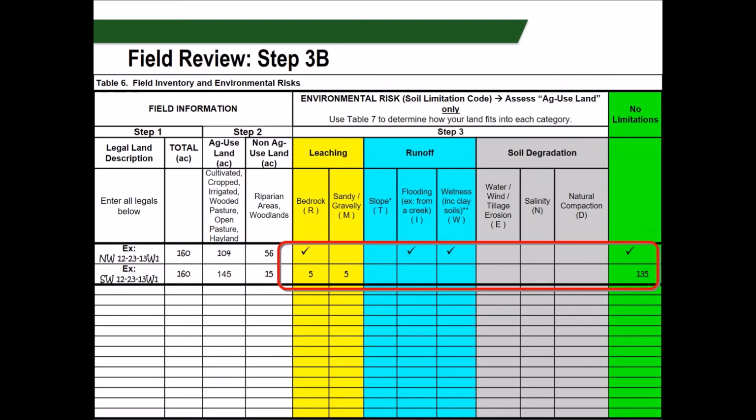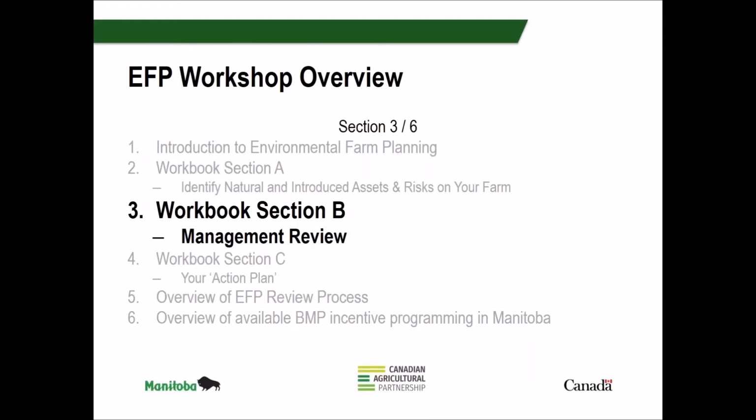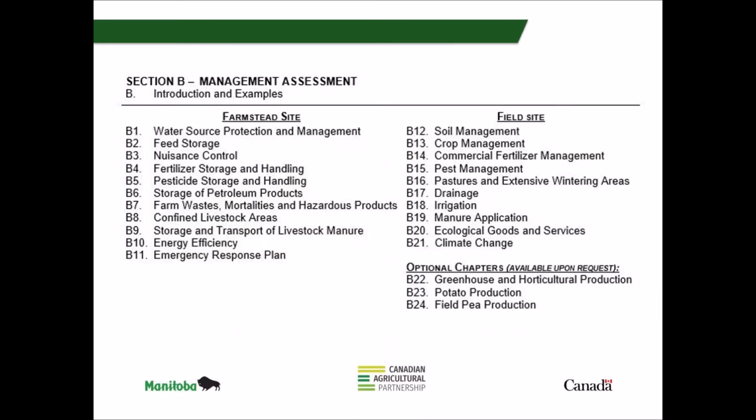In the workbook, we have a table that looks like this. We're going to list out all of your fields, quantify the number of acres on each field, and then the big take-home message out of this one is identify what limitations are on each of your fields and start thinking about what is the environmental risk with those limitations on each field. And then that would wrap up section A of the workbook, and we basically get that done in the workshop. So next we move on to section B.